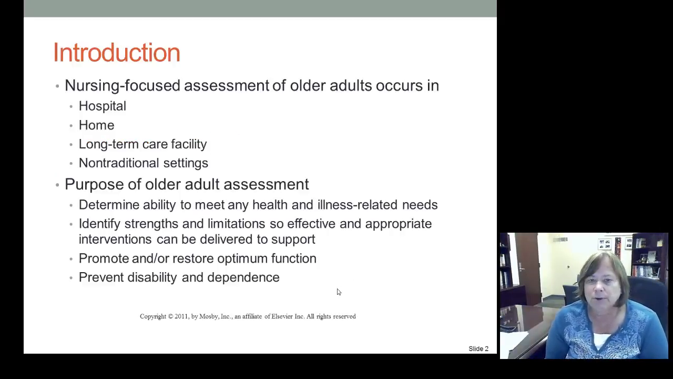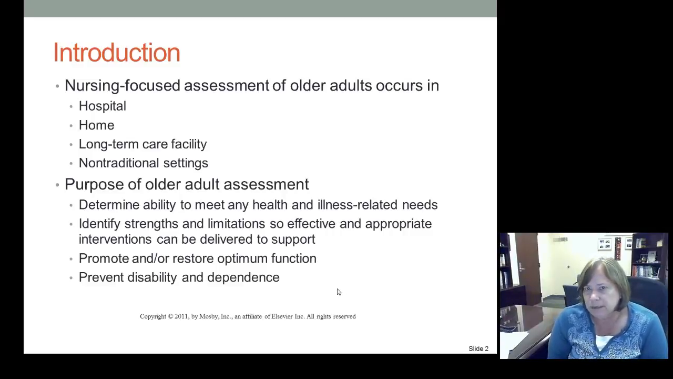Again, the assessment that we're going to be talking about in this class is a focused assessment. We are not going to do the complete physical assessment of an older adult during this module. Again, we're only going to be looking at the focused assessment for an older adult in relation to the atypical presentation of disease in this presentation. Again, the assessments could take place in any settings: long-term care settings, hospitals, homes, as well as even health fairs that are taking place in the community settings.